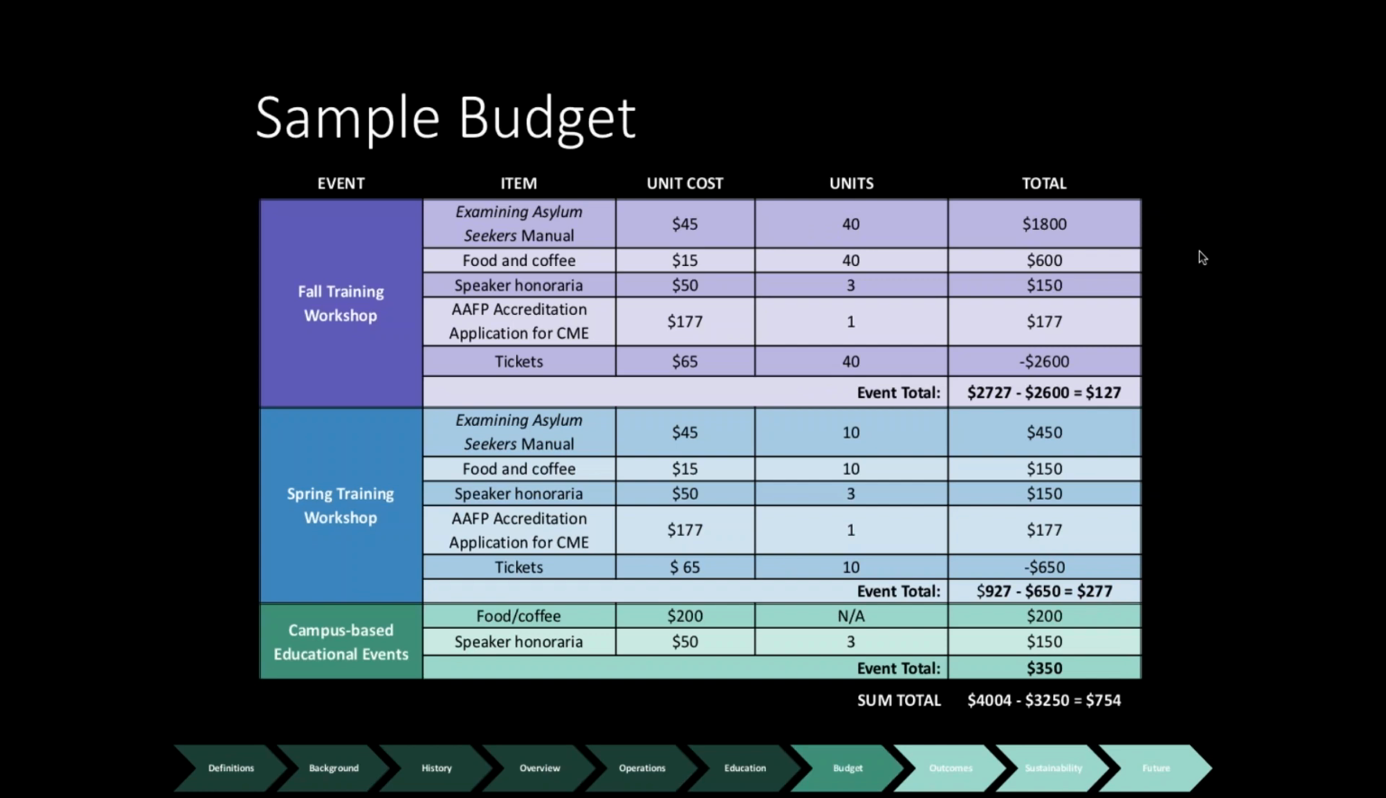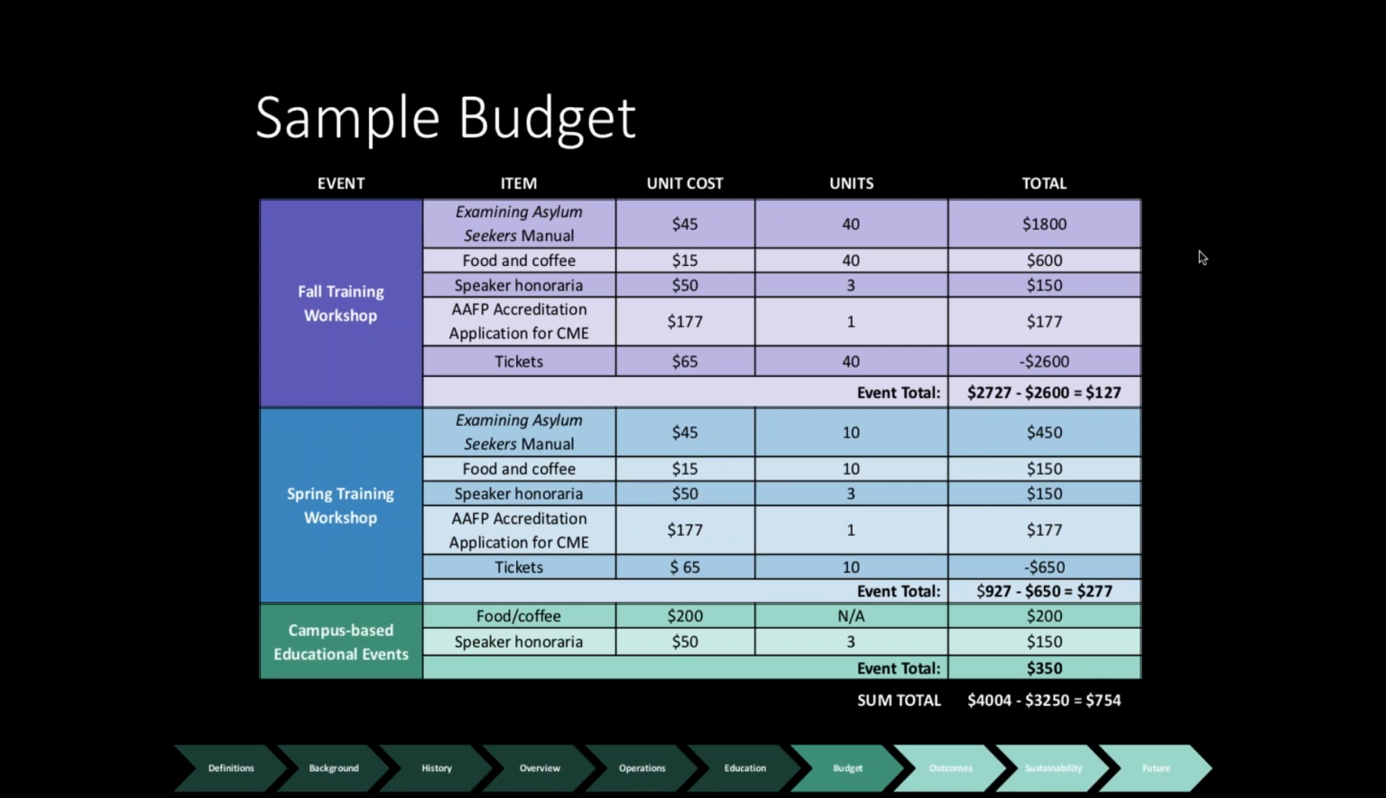So then to just give you a brief overview of what a budget for the year looks like for us. We have three main aspects of our program that account for our entire budget, and that is the fall training, the spring training, and then our campus-based events. And as you can see, both the fall training and the spring training account for the bulk of our costs throughout the year. Those are full-day events, and so we provide food and coffee at those, as well as honoraria for our speakers and the Examining Asylum Seekers manuals through Physicians for Human Rights, which serve as a resource for our trainees to take home and refer back to.